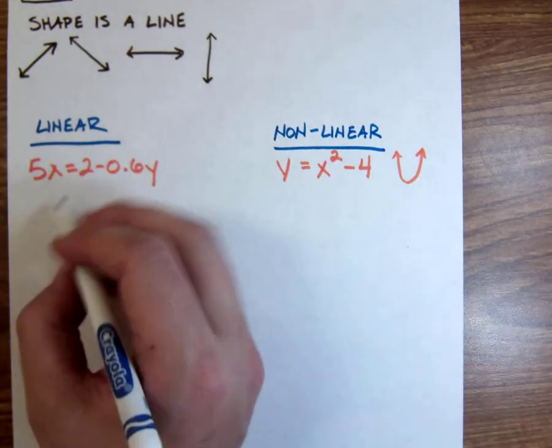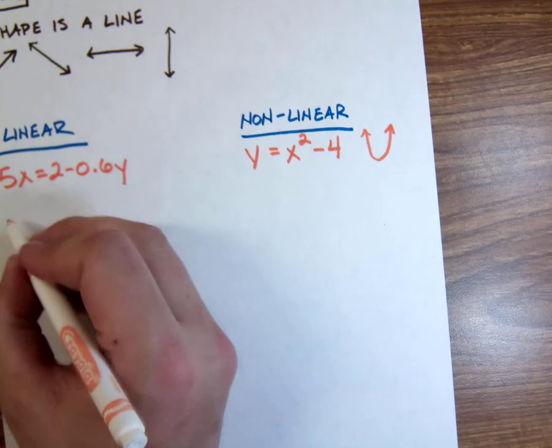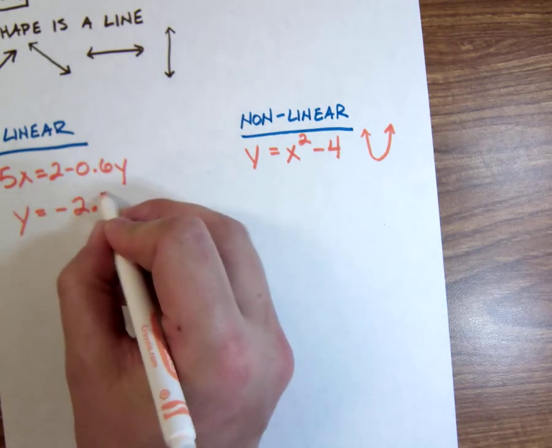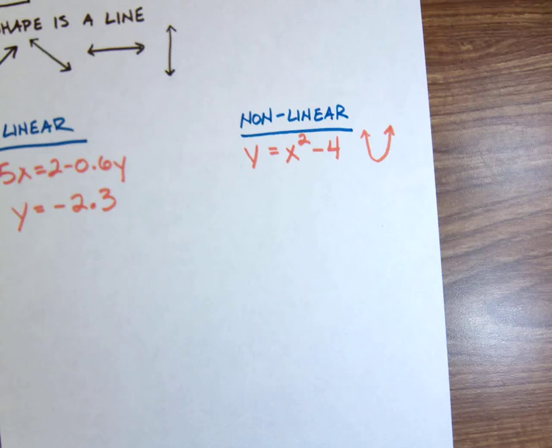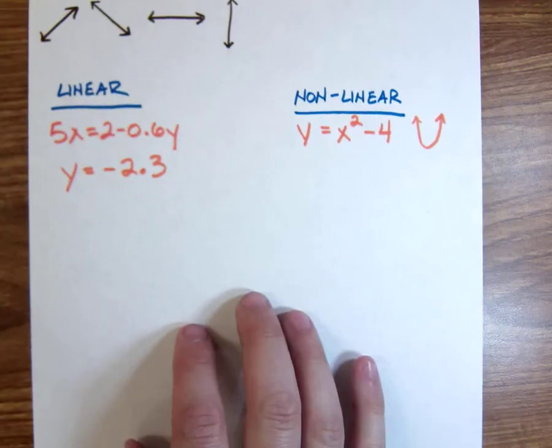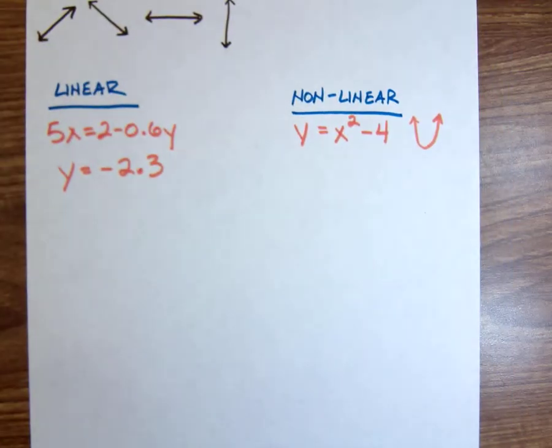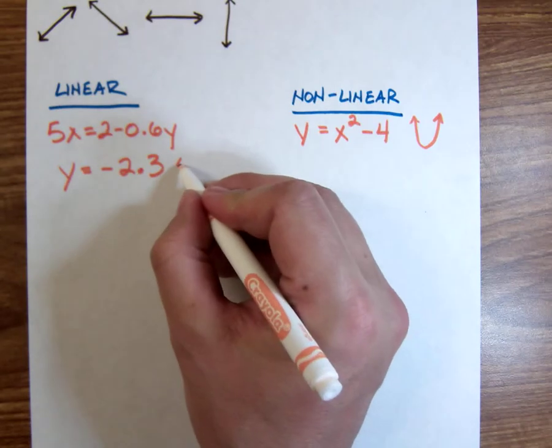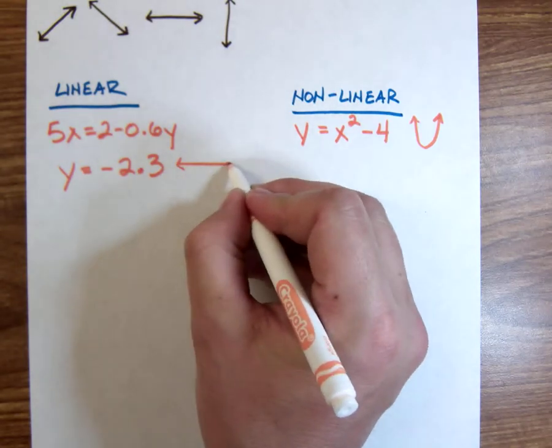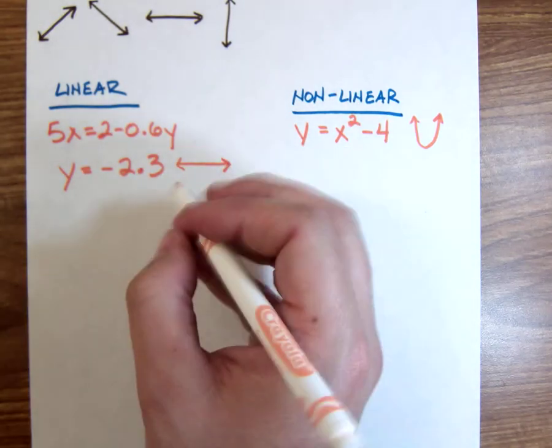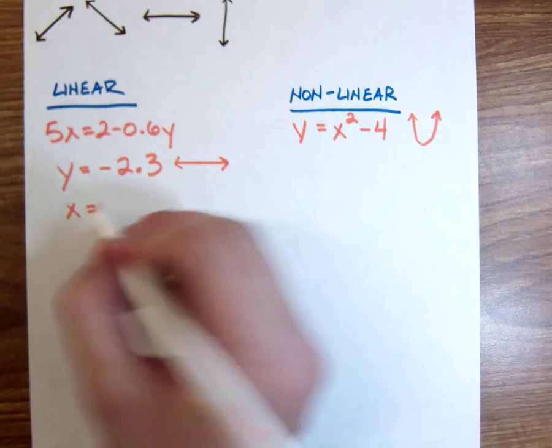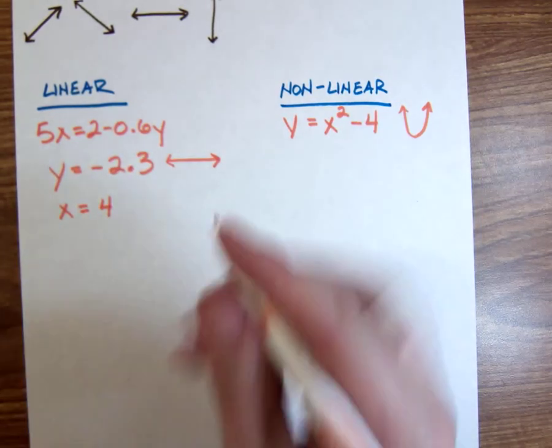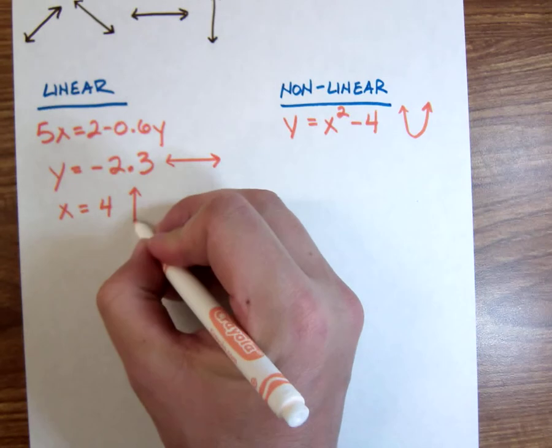Okay? This one, oddly enough, also linear. Oops. Y equals negative 2.3 is linear. There is no x in this problem. When there's no x at all, that's what makes our completely flat line. And while we're on the subject, this one's also linear. And that one, there's no y. If there's no y, that's a straight up and down line.